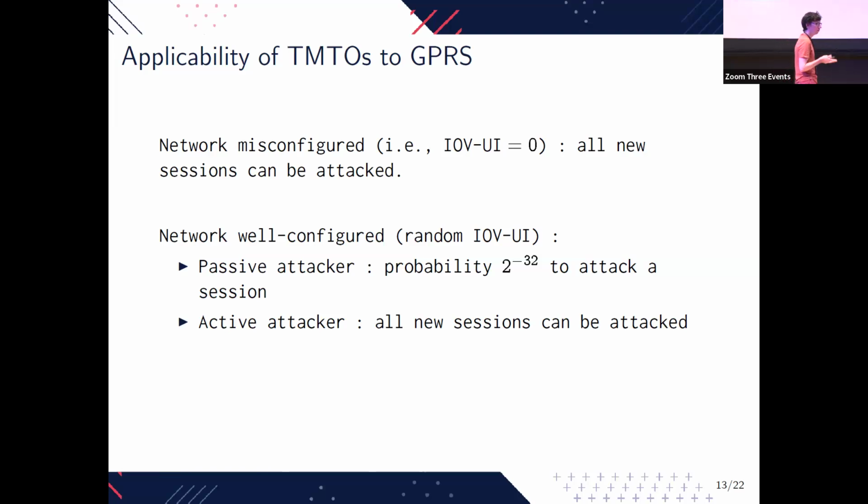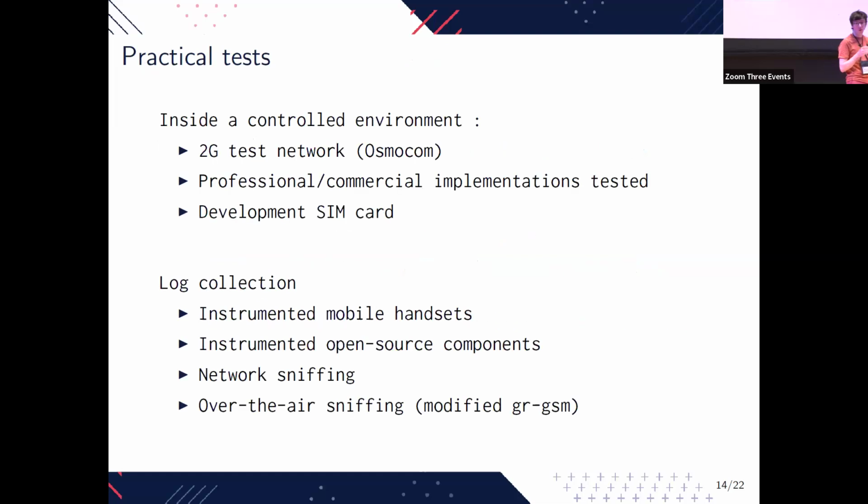Now, if the network is well configured, meaning that IOV-UI is random and changed each time, then a passive attacker only has a negligible probability of actually finding the correct IV. And so this makes the attack completely impractical. There is still an active attack because we can reset the IV that will be used by a mobile. It's in the proceedings, but I won't mention it further here.